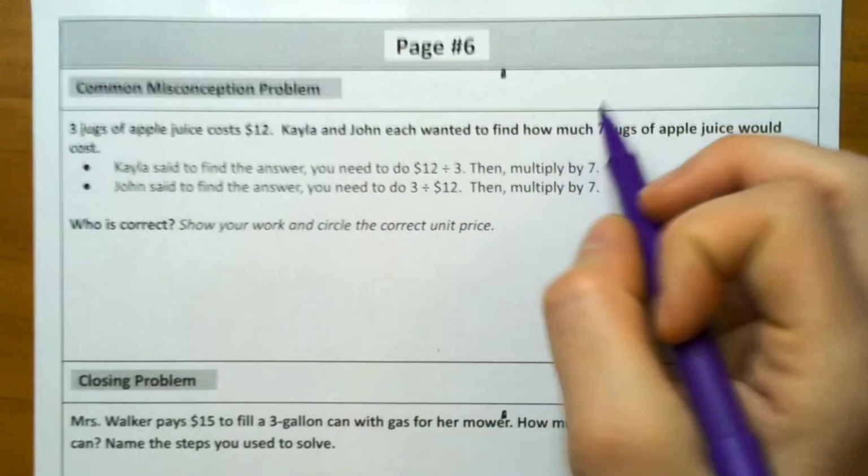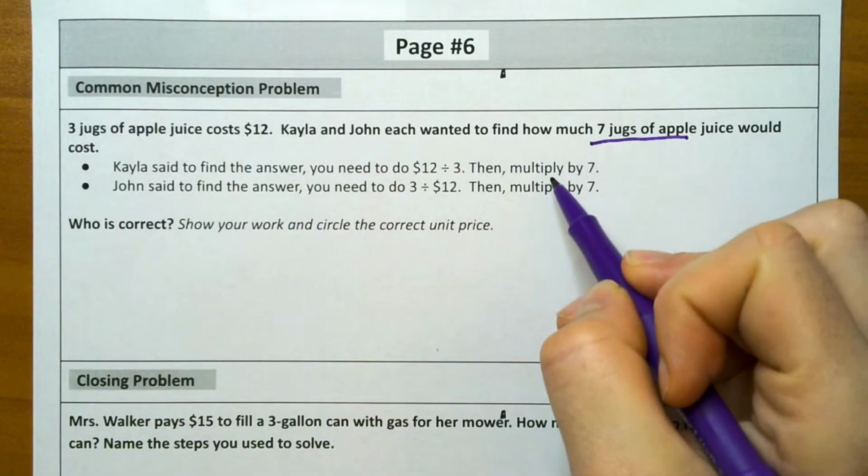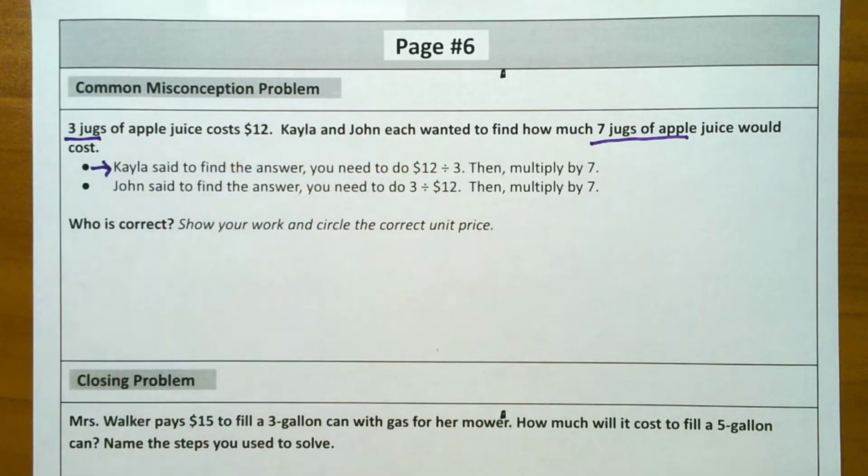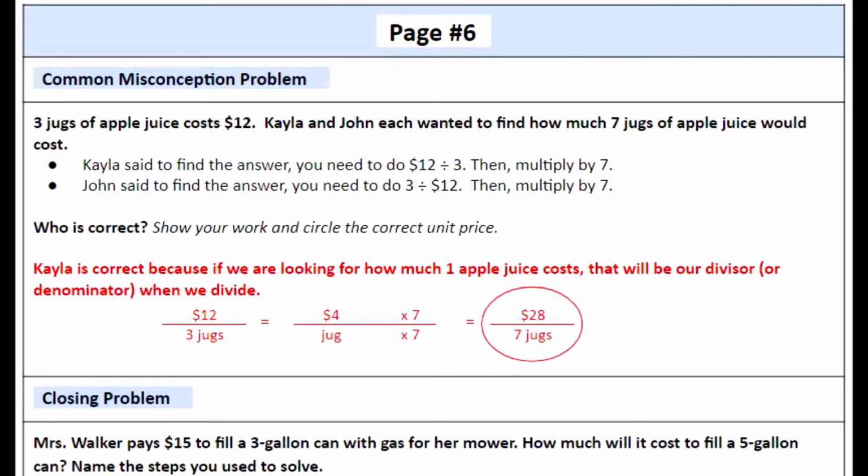Well, since we're talking about jugs of apple juice, that will be our second number when we divide. So to start off, Kayla is correct. Because if we are looking for how much one jug of apple juice costs, that will be our divisor or our denominator. The jugs will be our second number when we divide, as you can see listed here. Then we figure out that it's $4 a jug, and we can multiply it by 7 to figure out that it costs $28 for 7 jugs. So go ahead and pause the video, make sure you have this down.